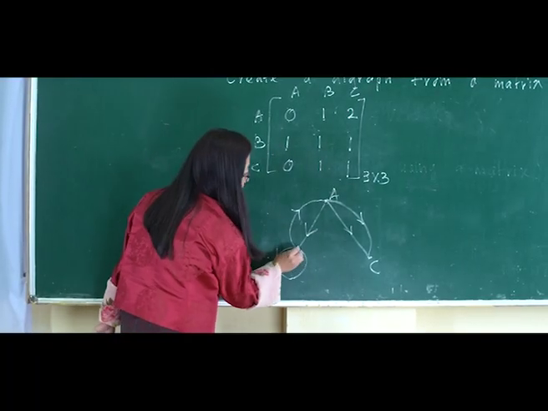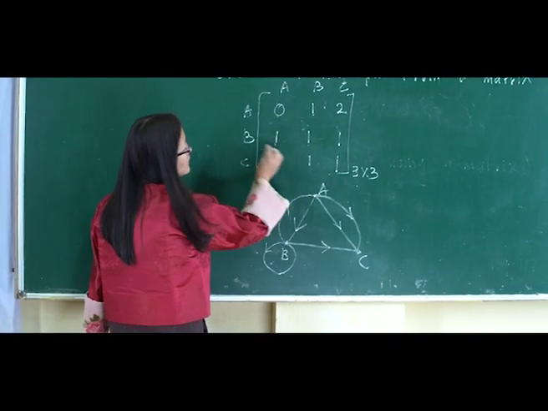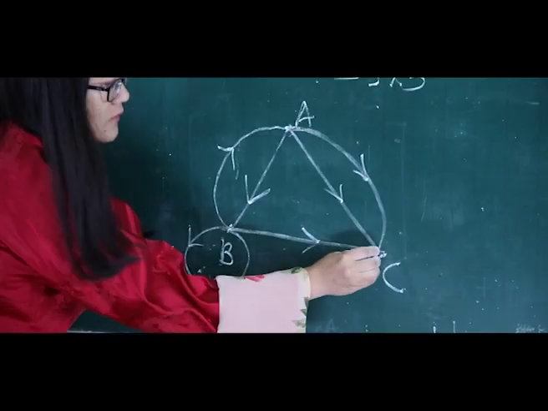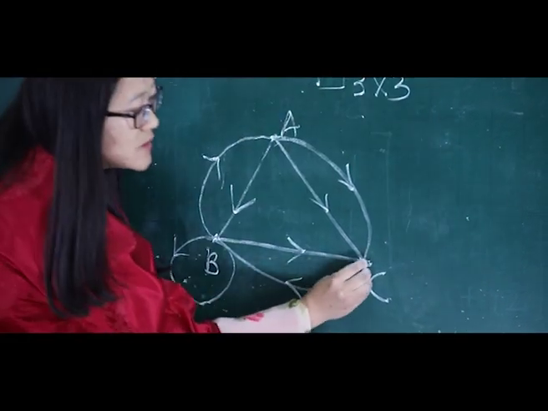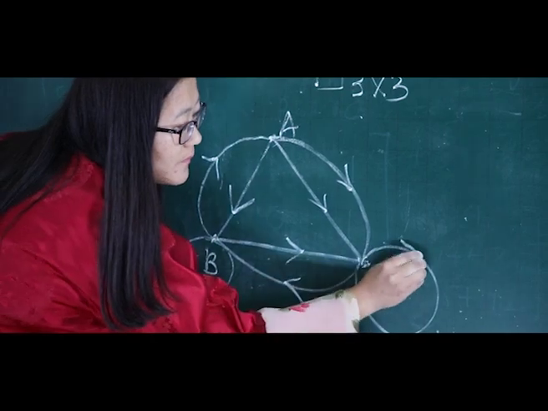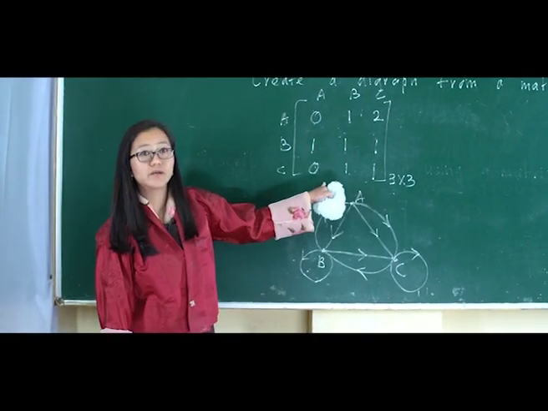Then B to C, 1. Then C to A, I have none. C to B, I have 1. Then C to C, again 1, which makes another loop here. So this is the digraph that we get for this particular matrix.